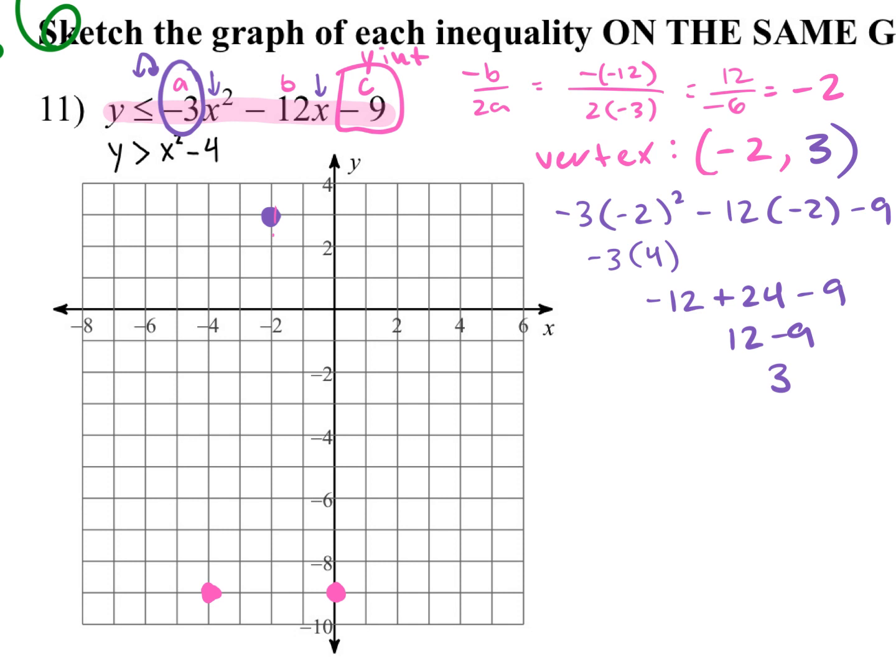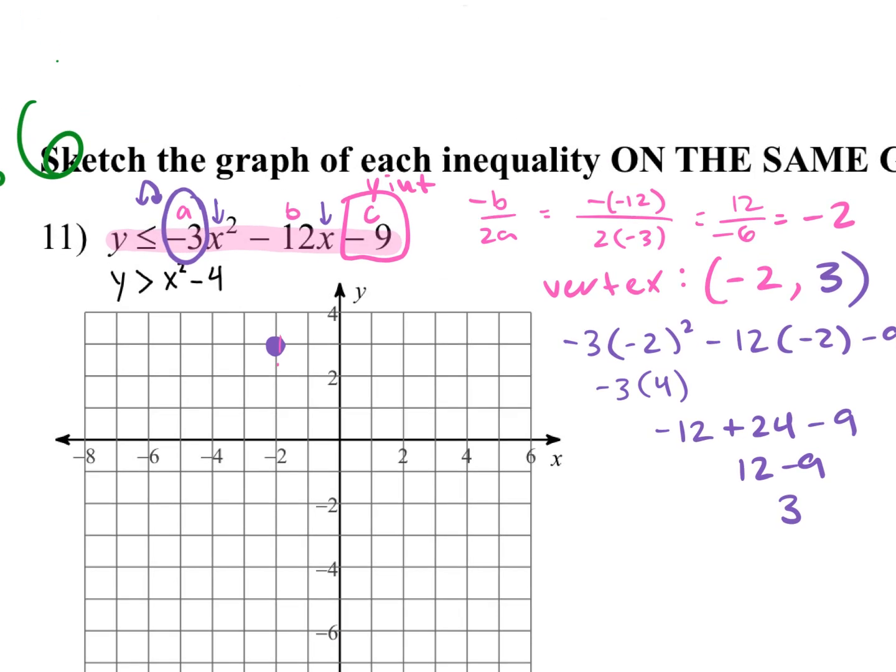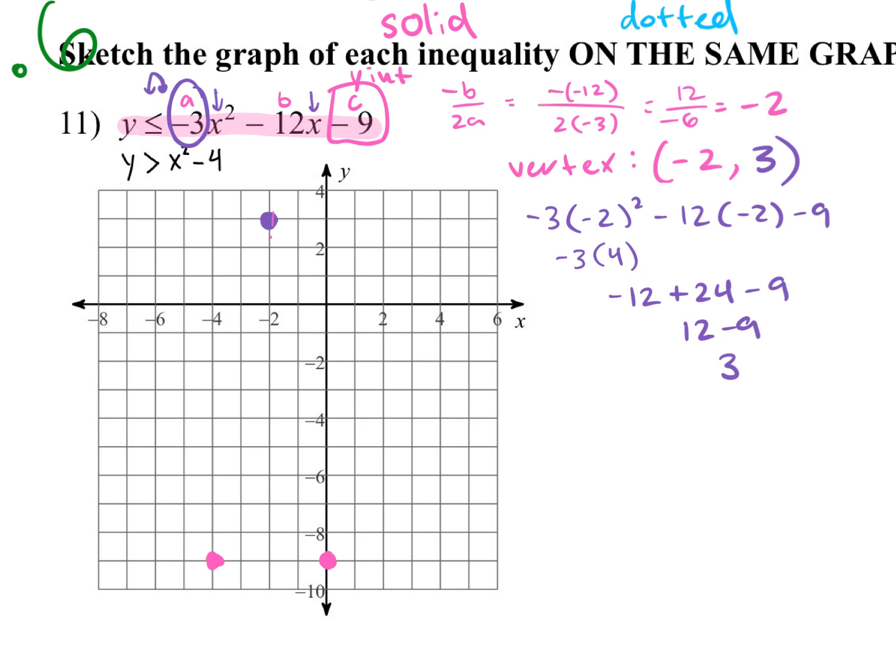Is my graph going to be a solid line or a dotted line here? Solid. Anytime you have a less than or equal to or greater than or equal to, it is a solid graph. If you had a greater than or less than, this is a dotted graph. So we have a solid line here. So I'm going to connect my dots with my parabola with a solid line.